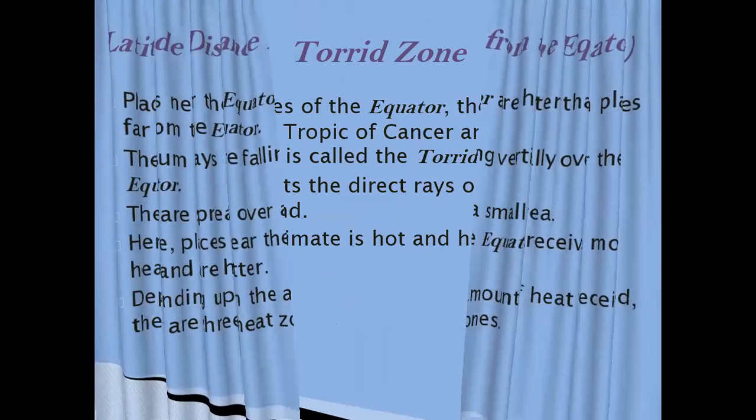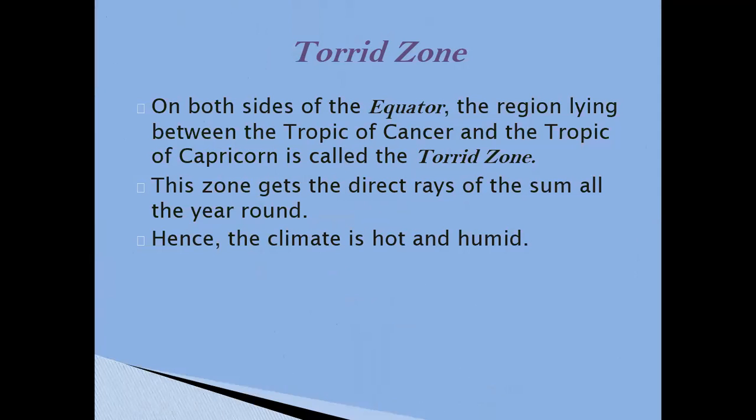Torrid zone. On both sides of the equator, the region lying between the Tropic of Cancer and the Tropic of Capricorn is called the torrid zone. This zone gets the direct rays of the sun all the year round. Hence, the climate is hot and humid.